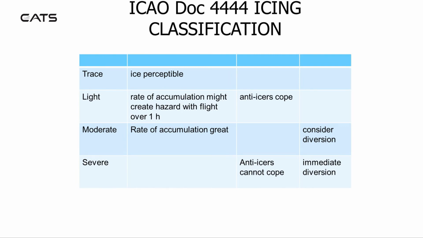ICAO Doc 9641 icing classification. Trace means ice is perceptible. It's there. Light. The rate of accumulation might create a hazard with flights over 1 hour. Your anti-icing system can cope. Moderate. The rate of accumulation is great. Consider a diversion. Severe. The anti-icers can't cope. You need to immediately divert.